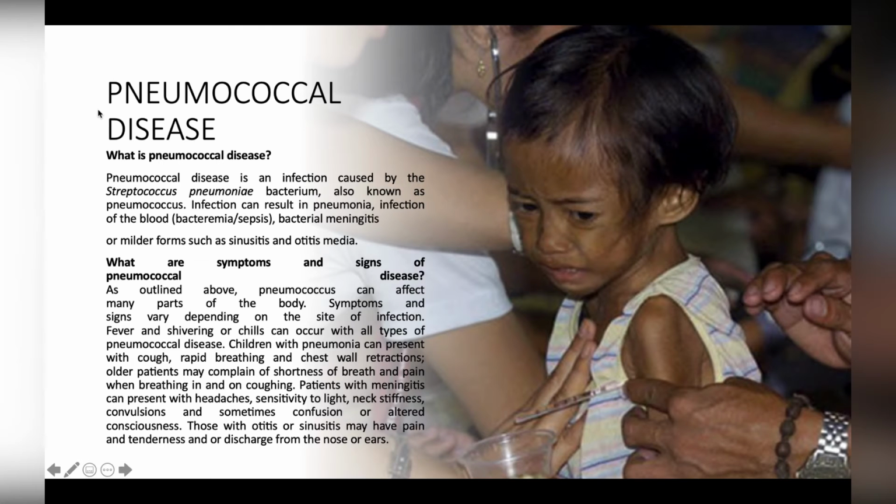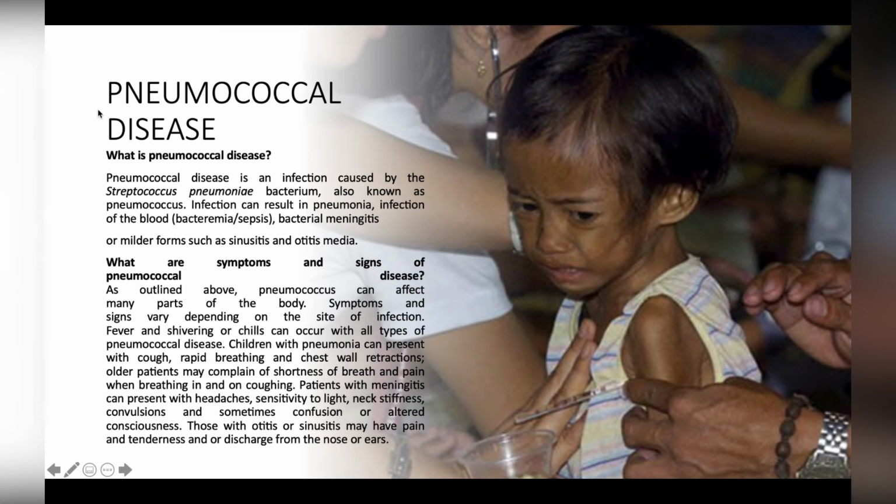Pneumococcal disease. Pneumococcal disease is an infection caused by the Streptococcus pneumoniae bacterium, also known as the pneumococcus. Infection can result in pneumonia, infection of the blood, bacterial meningitis, or milder forms such as sinusitis and otitis media. What are the signs and symptoms of pneumococcal disease?